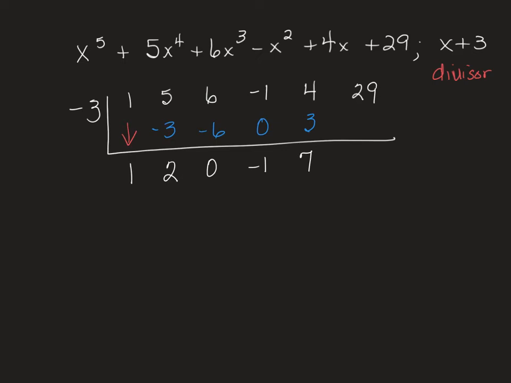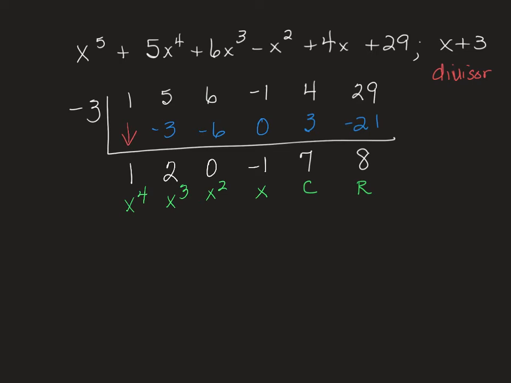7 times -3 is a -21. Add coming down is 8. Label all of your parts. This is my remainder, my constant, x squared, x cubed, and x to the 4th.